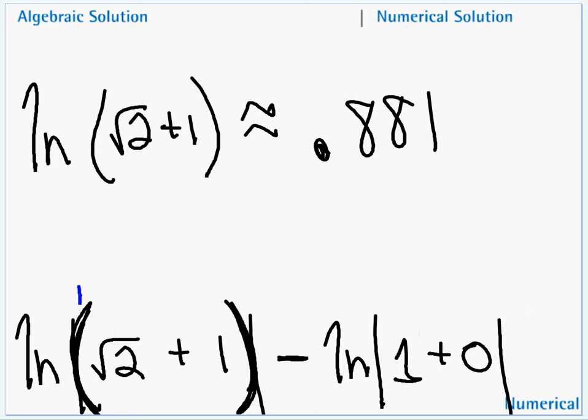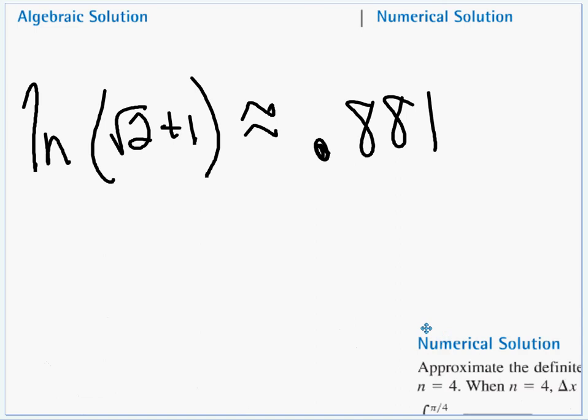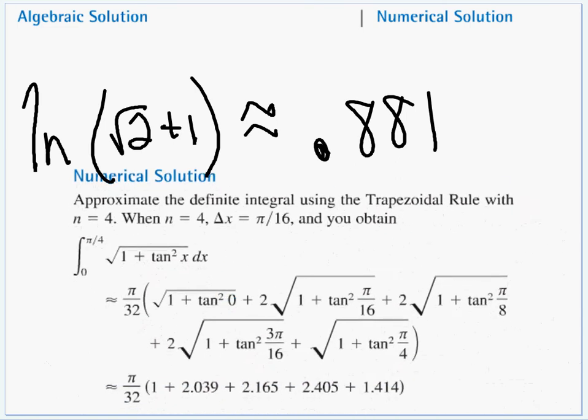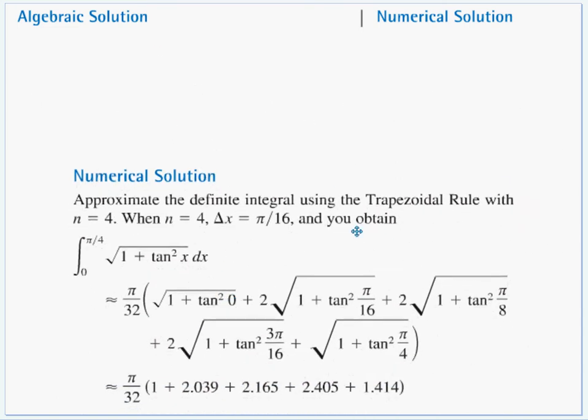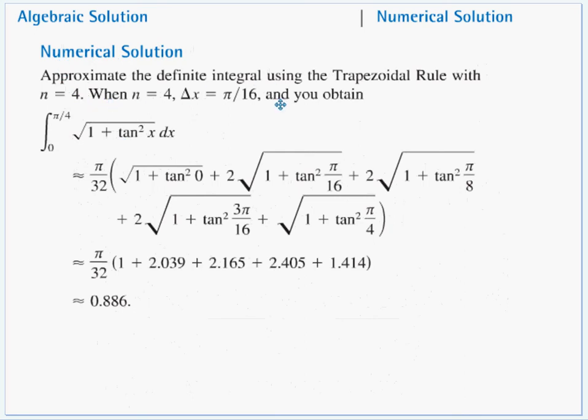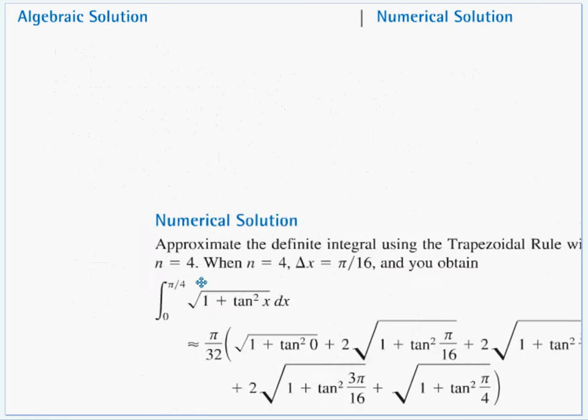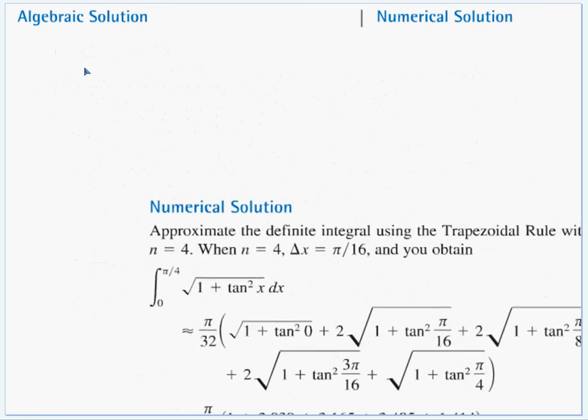Now I see it says here numerical solution. Let me see what the book has to say. Oh my, why did they do this? Approximating the definite integral, they did a trapezoid rule with 4 trapezoids, and there was their delta x, pi over 16. Look at all those computations, and they come up with approximately 0.886. So you could do it numerically and come up with a pretty good estimate, but the work we did to get the exact answer wasn't too bad. I'd rather find the exact answer here than use the trapezoid rule.